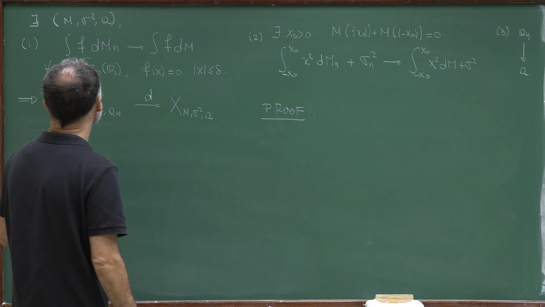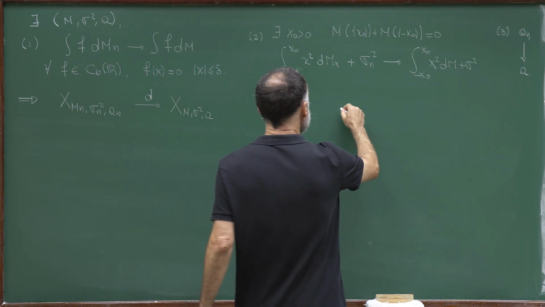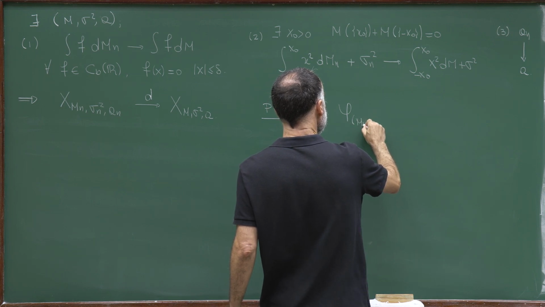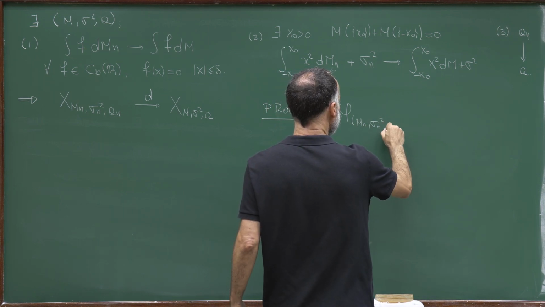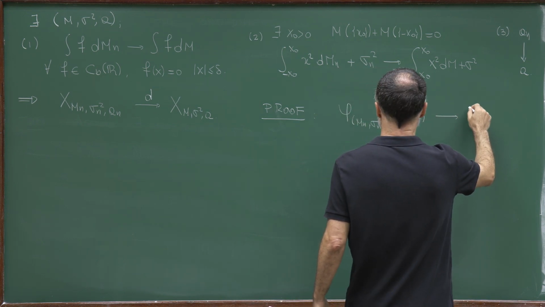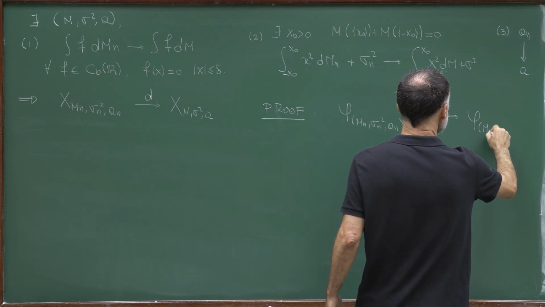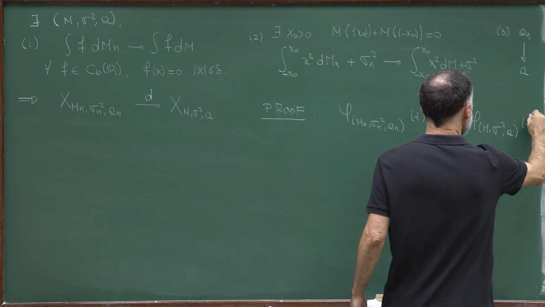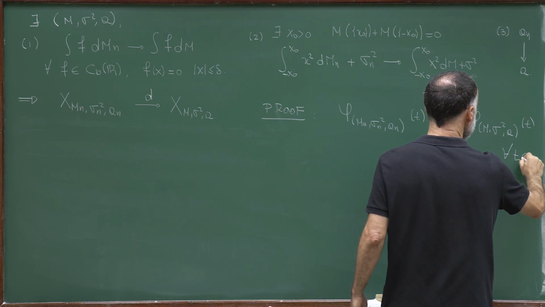So in order to prove this theorem, what we have to show is that the characteristic function associated to the triple mn, sigma n square, an of t converges to the characteristic function associated to the triple m, sigma square, a of t, and that this limit holds for all t in R.